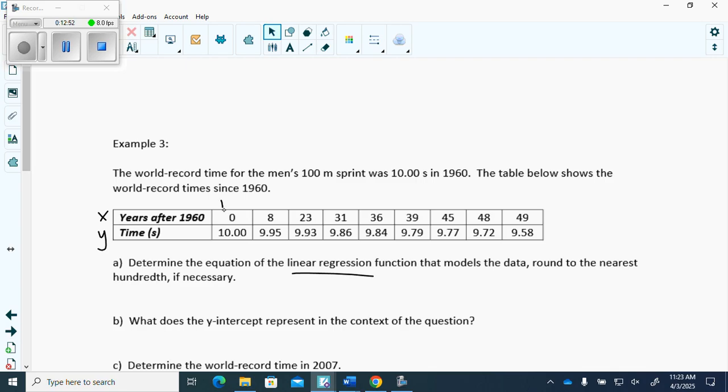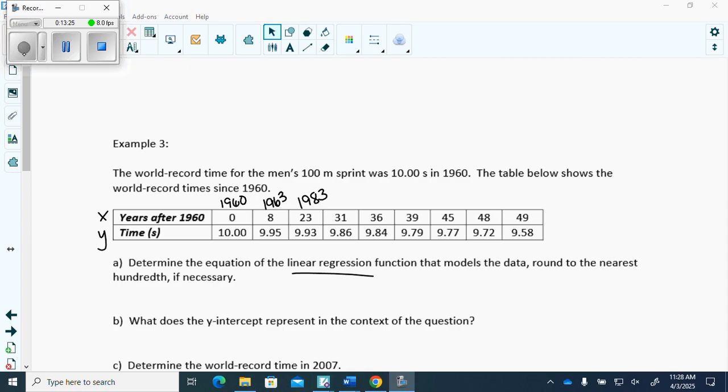0 would represent 1960, correct? If they asked me for 1968, I would put an 8, right? If they asked me for 1983, I would put in 23, right? I don't put in those actual numbers, you know what I'm saying? Because it says years after 1960. So I'm going to put in this exact table. I'm not putting in 1963, 1983, 1960. I'm putting in 0, 8, 23, 31. Do you know what I'm saying? Put in the table exactly how it looks and get a linear regression. Try it out.